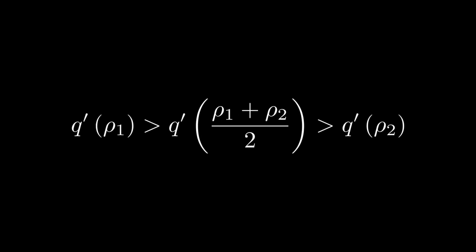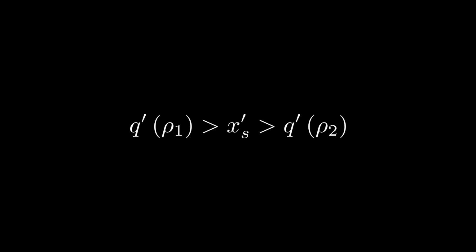This in fact is unique to the linear model, but what holds consistently in general across all models is the following bound, which follows from the fact that q prime is a decreasing function of the density. This is called Oleinik's entropy condition.